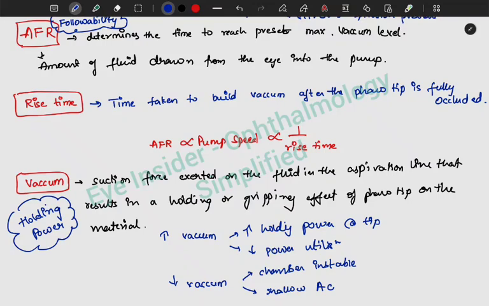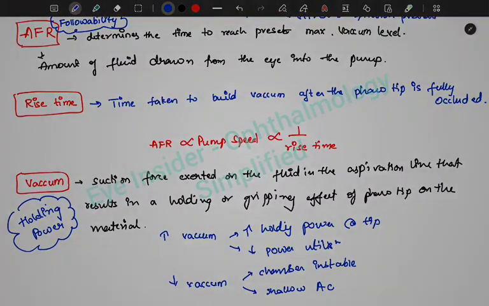Now vacuum is the suction force exerted on the fluid in the aspiration line, which results in the holding capacity. When should we increase the vacuum? When we need to increase the holding power at the tip and also to reduce the power utilization, the ultrasound power. And when should we lower the vacuum? When the chamber is unstable or the AC is getting shallow, we have to reduce the vacuum. So vacuum determines holding power and AFR determines followability.